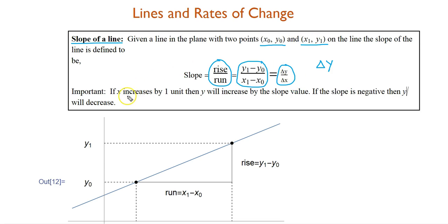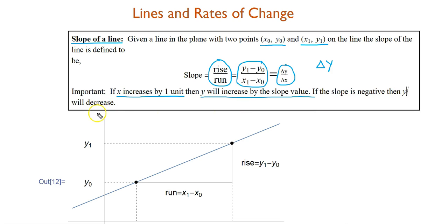Now it's important to note how to properly interpret the slope. If you're given the slope of a line, the best way to think of that is as follows. If we think of increasing an x value by 1 unit, so if we're sitting on the line and we increase x by 1 unit, so we move to the right 1 unit, then the y coordinate will increase by the value of the slope, whatever that number happens to be. And if the slope is negative, then the y value will decrease.